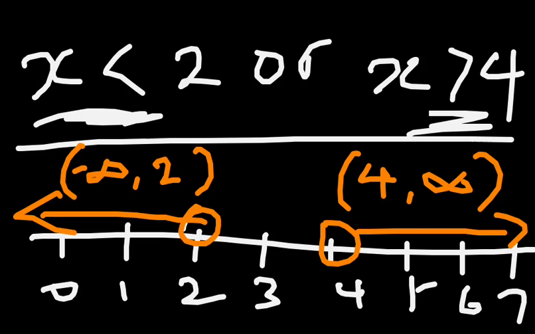So, all right. If we had the sign greater than or equal to there, our bracket here would be a square bracket. Same thing here: if we had that, our bracket would be a square bracket. Okay. Right.